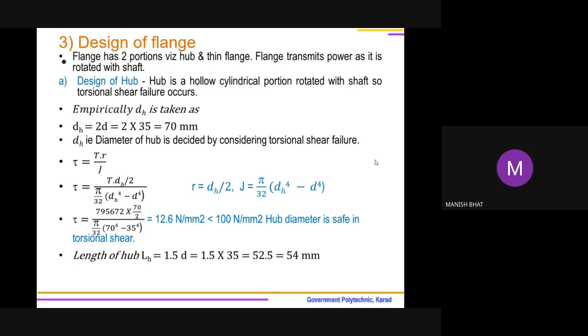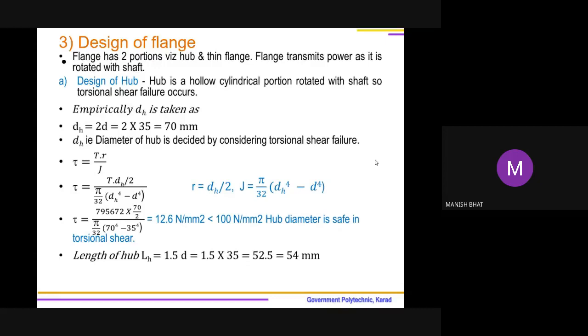The failure of the hub is due to torsional shear. So I will be using the torsional shear formula, tau is equal to TR by J, and finding out how much torsional shear stress will be induced in the hub. It comes out to be 12.6 Newton per mm square. It is less than the permissible shear stress, which is 100 Newton per mm square. So I can say that the diameter of hub we have selected, 70 mm, is safe in torsional shear.